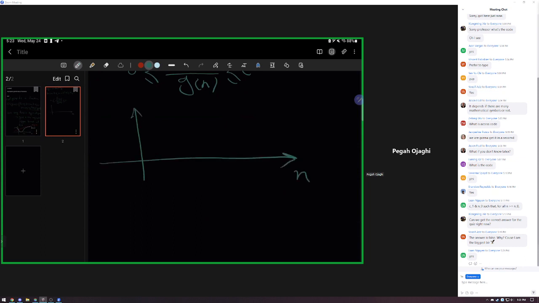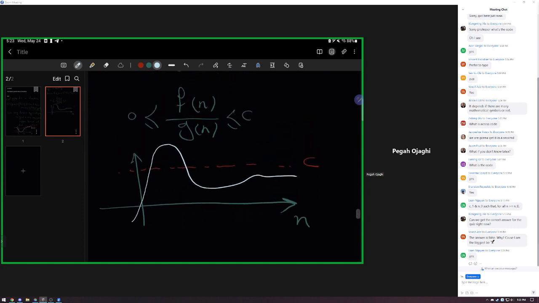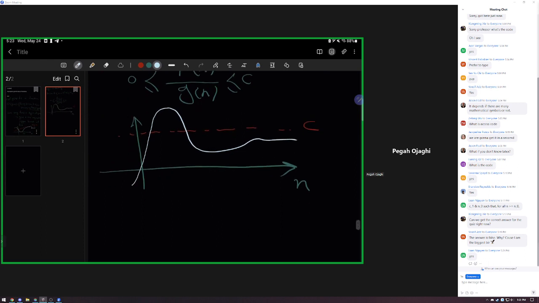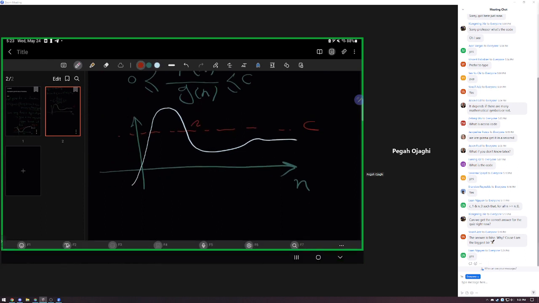So I have n, and then I have this line, which is going to be line C, and then I can plot it like that. So this is going to be this fraction f of n divided by g of n. It means that after this is going to be n naught. For any n greater than n naught, as you can see, this fraction is going to be less than C. This is another way to define the asymptotic notation of big O.